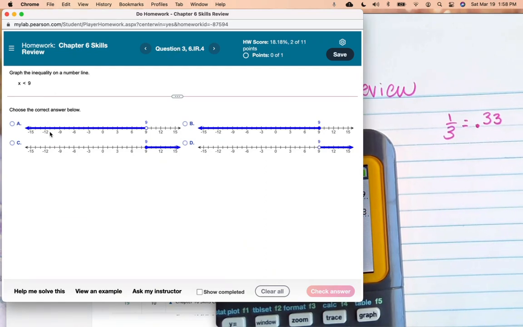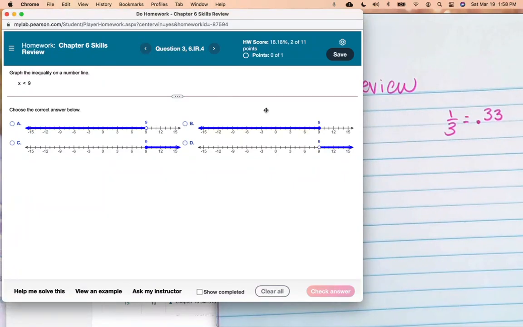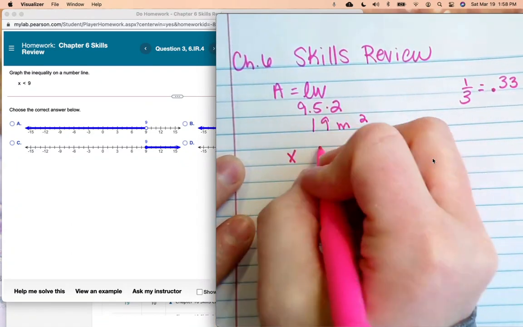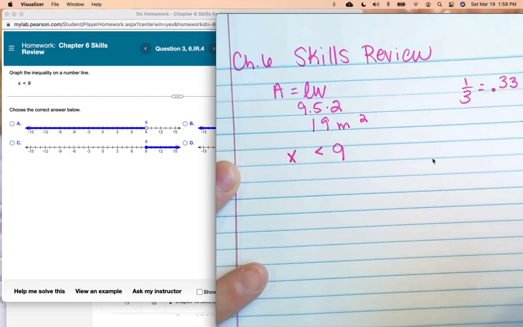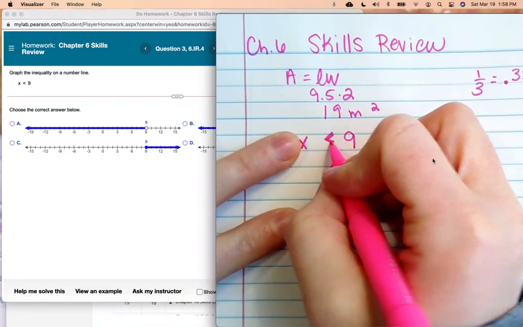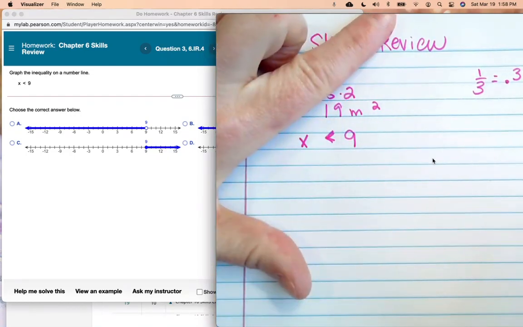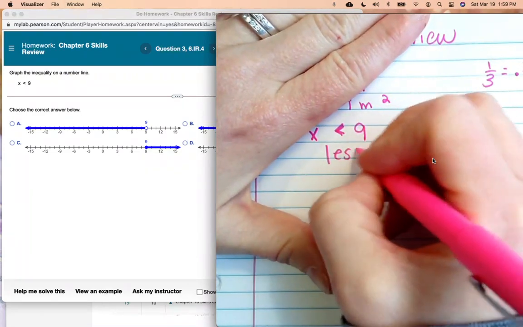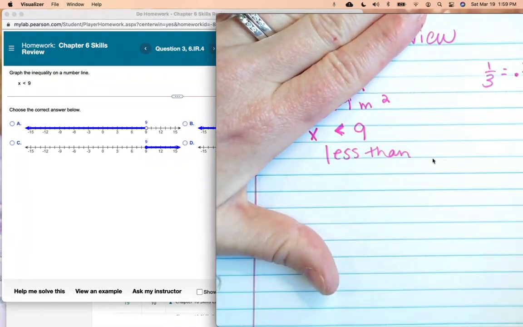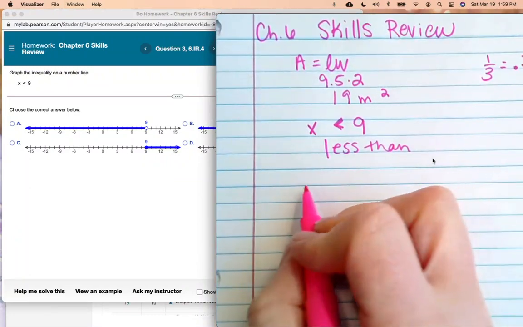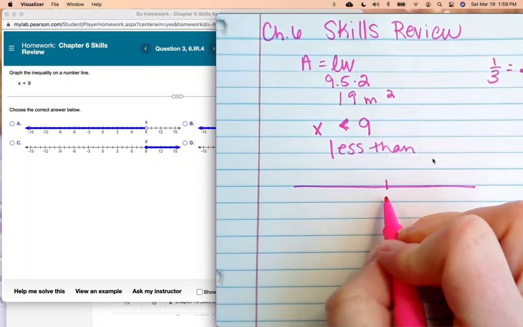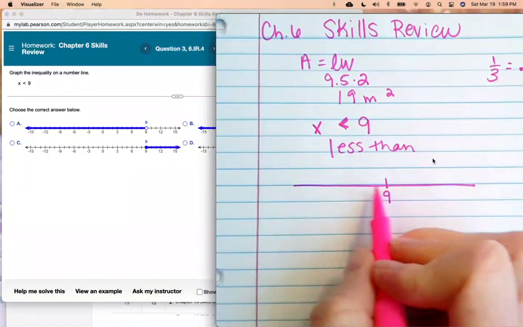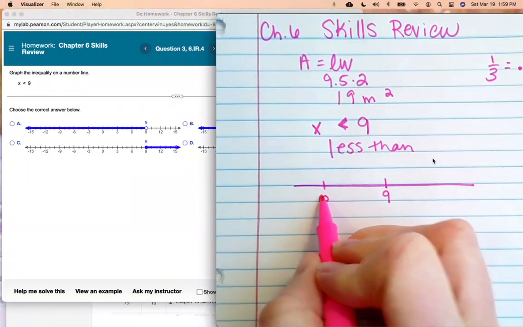Graph the inequality on a number line. So let's write what this inequality is. It says x is less than 9. So this looks like an L. I always think of my hands. If it's my left hand, you can make it look the same. So this is less than. So it's going to be at 9, and it's going to be less. So it's going to go toward 0.